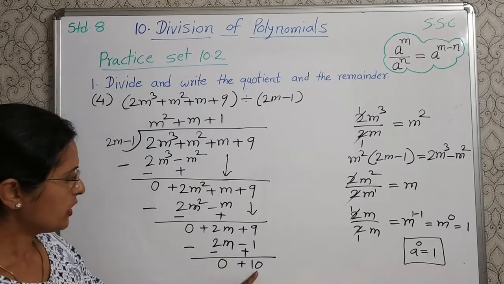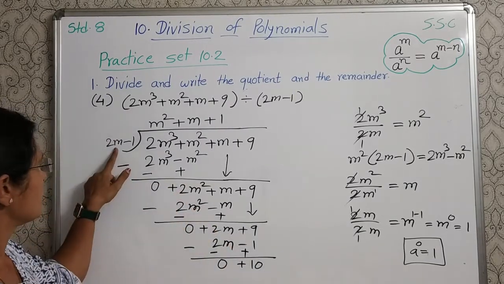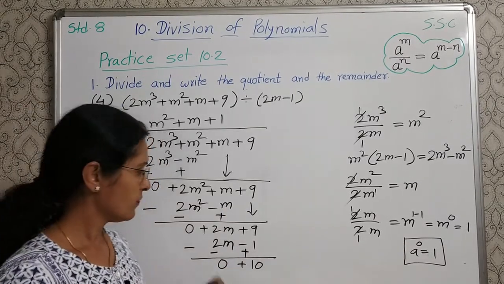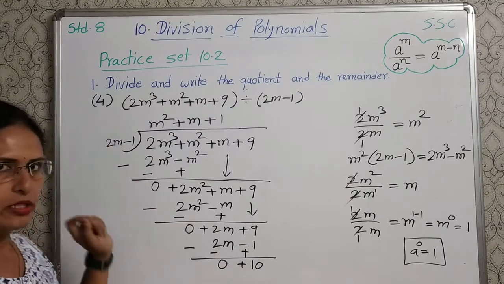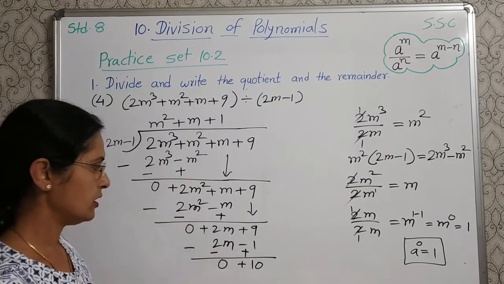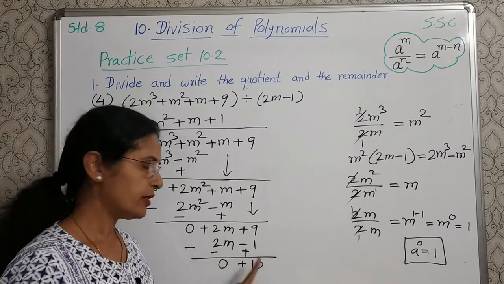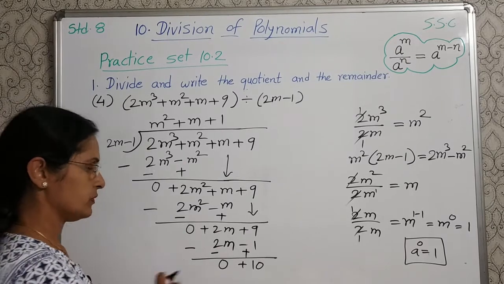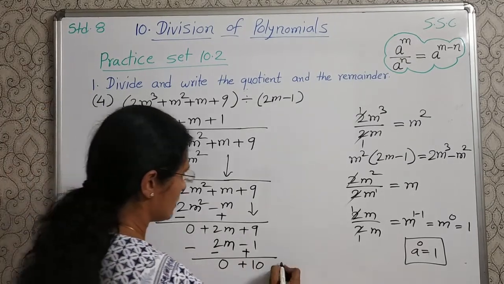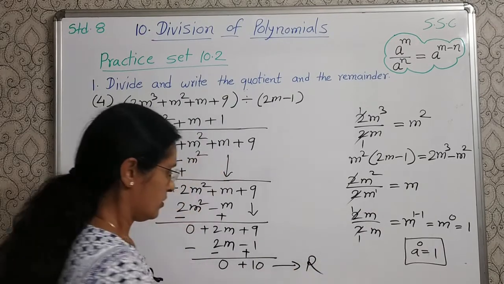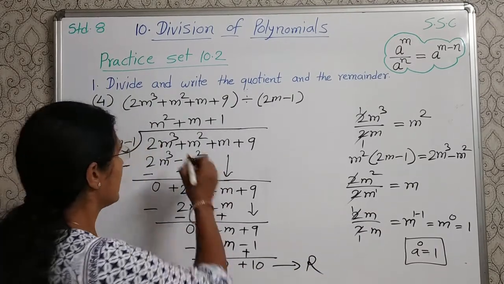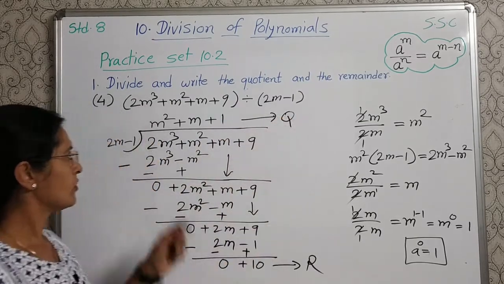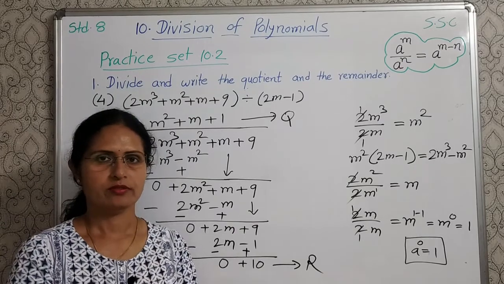Now here the degree is 0 and in the divisor the degree is 1. So the degree in the remainder is less than the degree of the divisor, and so the division ends here. Whenever the degree of the remainder is less than the degree of the divisor, we stop. We close the division, and this is the remainder. So 10 is the remainder and m square plus m plus 1 is the quotient for the fourth question.